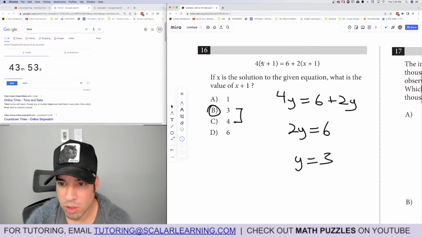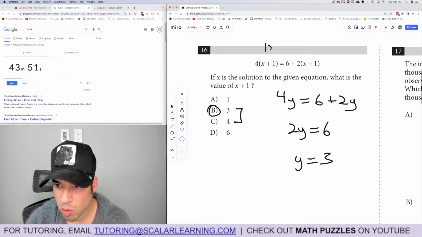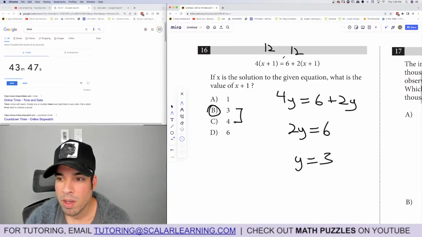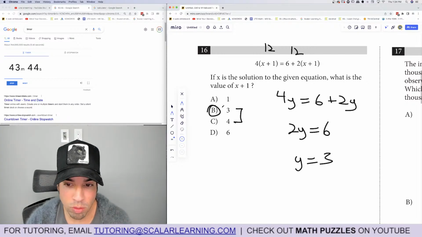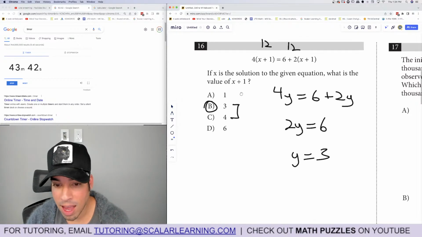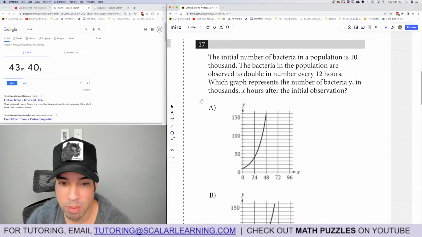Let's just double check just for fun. So x is 2, that's 2 plus 1 is 3, times 4 is 12. X is 2, 2 plus 1 is 3, times 2 is 6, plus 6 is 12. So yeah, x itself is 2, but x plus 1 is 3. And luckily they didn't have 2, so even if you made that mistake, you probably catch it.